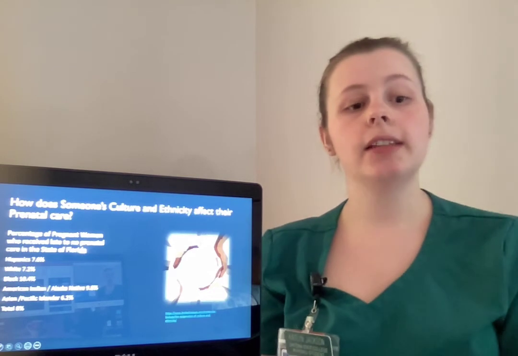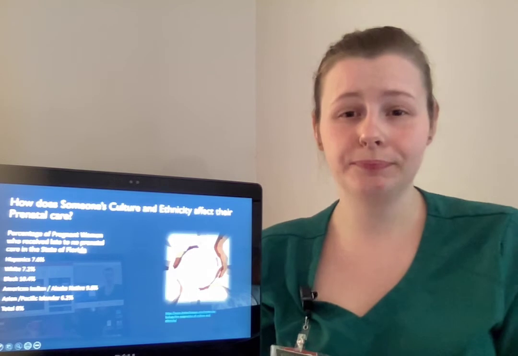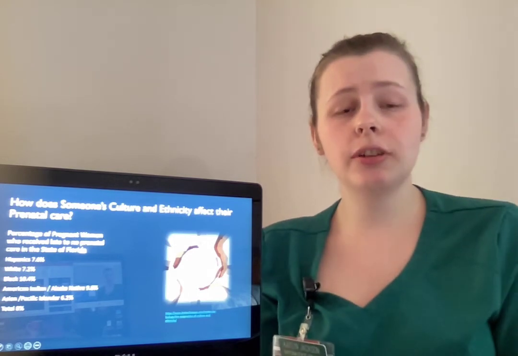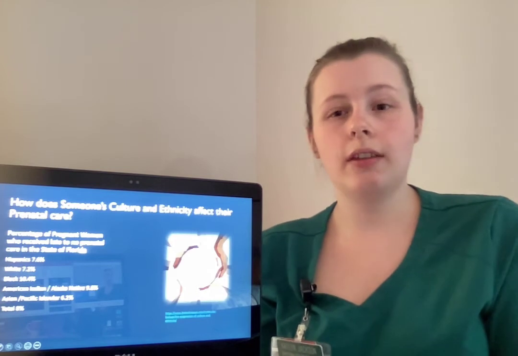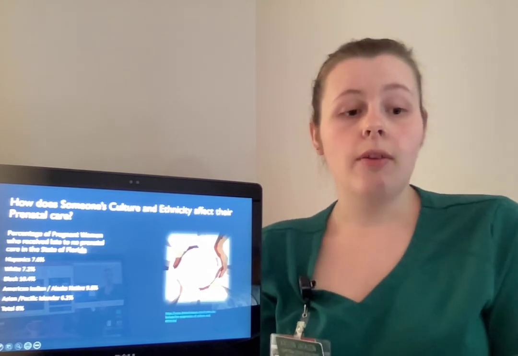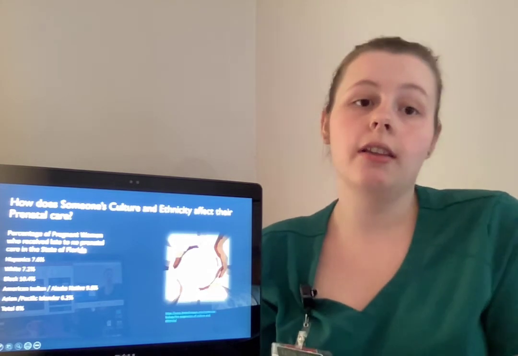This means that in the state of Florida, 8% of pregnant women had little to no prenatal care at all. Now, this could contribute to lifestyle factors such as smoking and where the patient lives, or socioeconomic factors such as education and the family income.